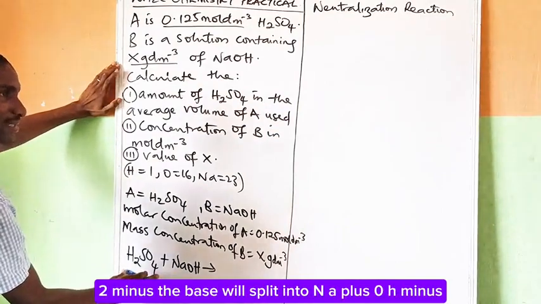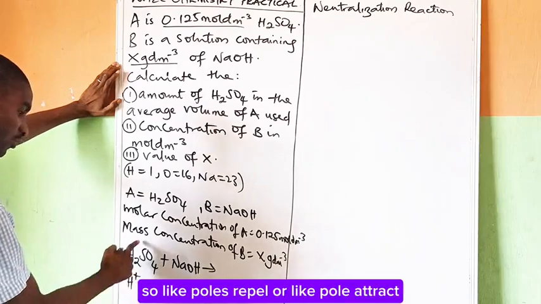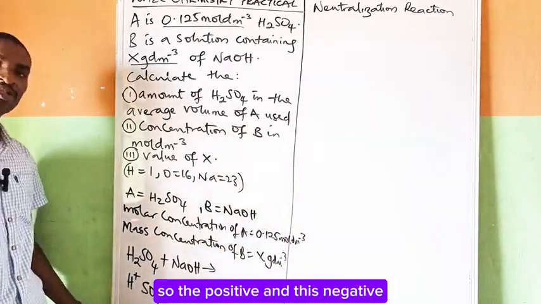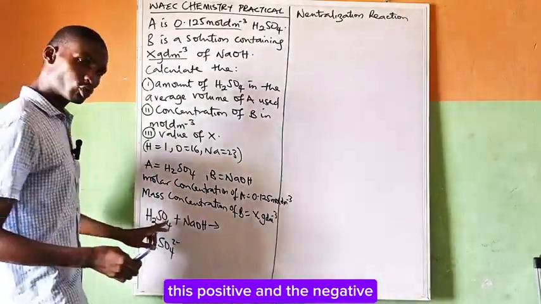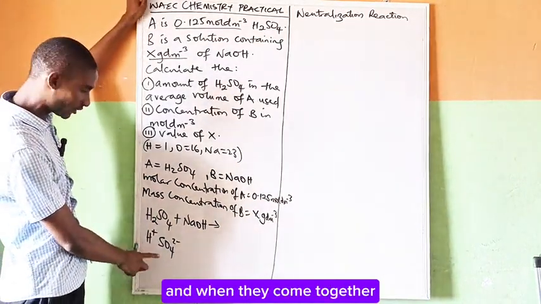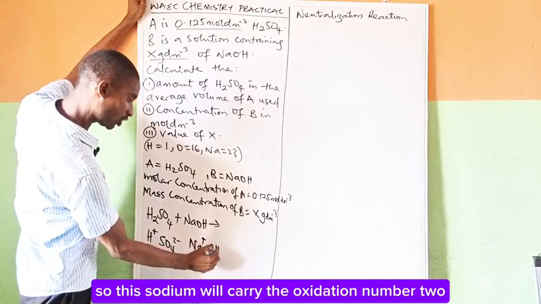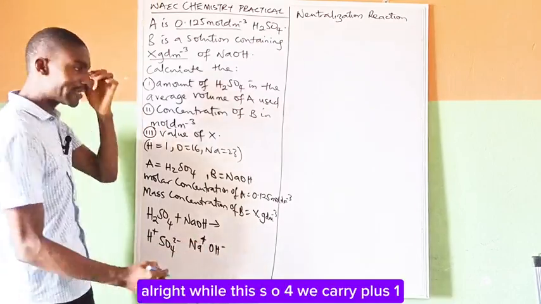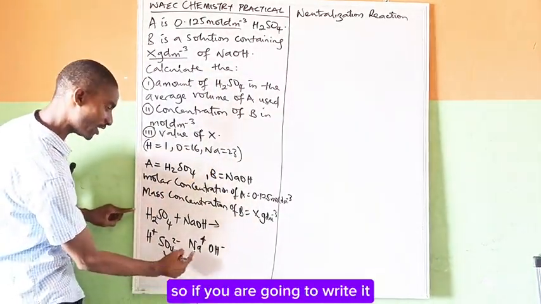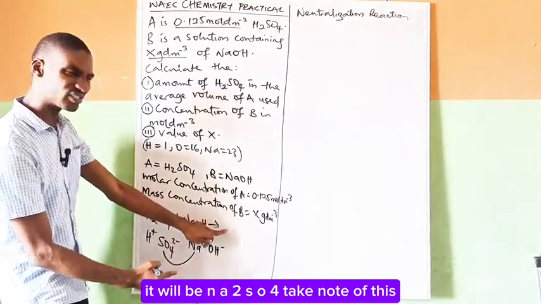Now in this reaction, anytime an acid reacts with a base, salt and water will be formed. So this acid, when it's about to react, will ionize. Ionize means it will split into ions. The first thing you do is to ionize this acid: it splits into H plus and SO4 2 minus. The base will split into Na plus and OH minus. Like poles repel, unlike poles attract, so the positive and the negative will come together and form the salt.